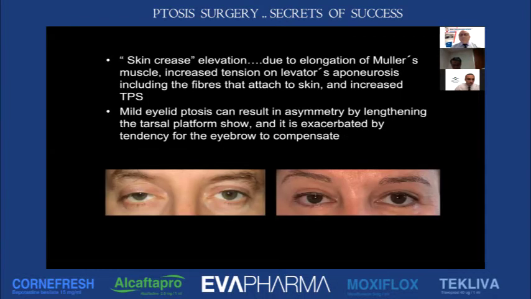The skin crease elevation is caused by the elongation of the Mueller's muscle. There is an increased tension on the structures attached to the skin, and there is an increase in tarsal platform show. In cases of mild ptosis, this asymmetry may become worse by the compensation of the frontalis muscle, raising the eyebrow. That may increase the tarsal platform show on this side with very mild ptosis.